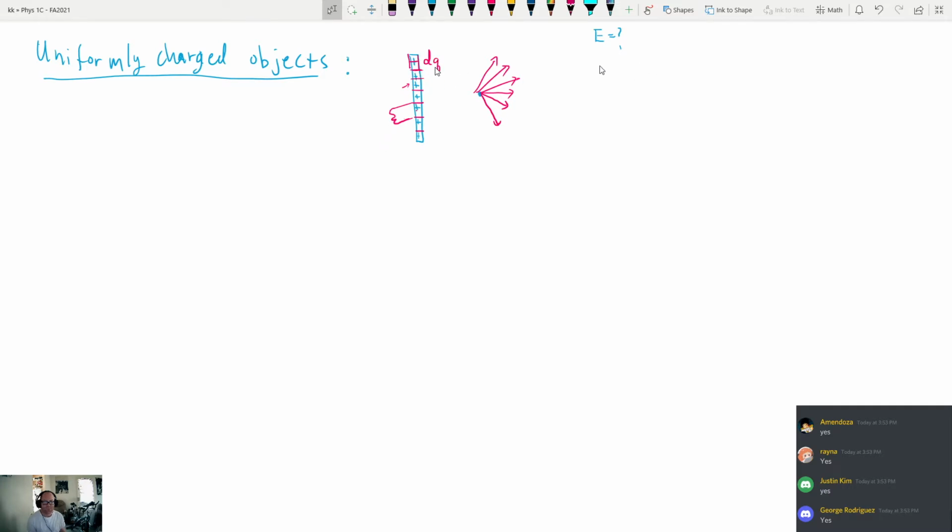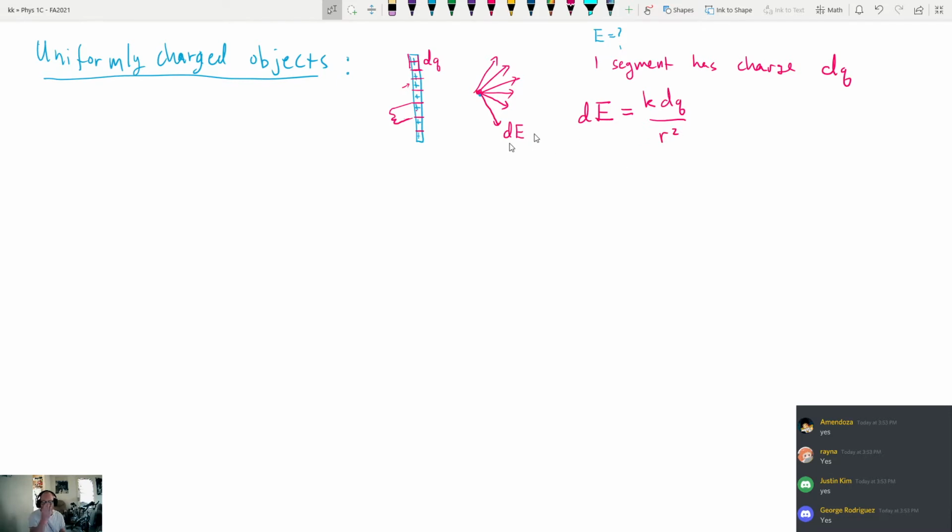Okay, so one segment has charge dq, okay? And then we say that the electric field created at some location, right? So we'll pick one of these. Let's say it's this bottom one right here. We'll call it dE. The electric field, we're going to call dE, and we're going to say it's equal to K times dq over r squared.